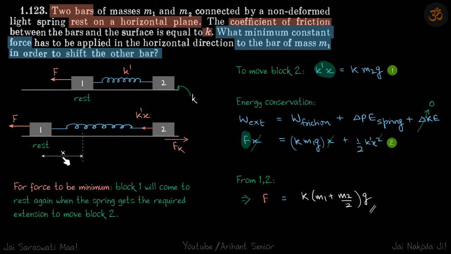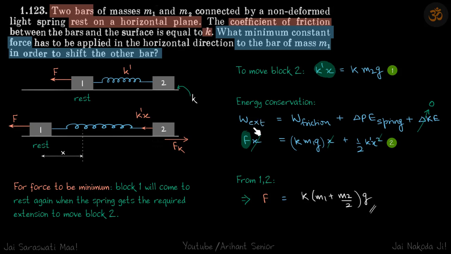It has moved by distance x and then come to rest, and the force on block 2 will then be k dash x, which should be equal to the friction force. So let's write our equation on block 2, which is simply k dash x = k m2 g. Now from here to here it has gone from rest to rest, so we will do energy conservation on the whole system.